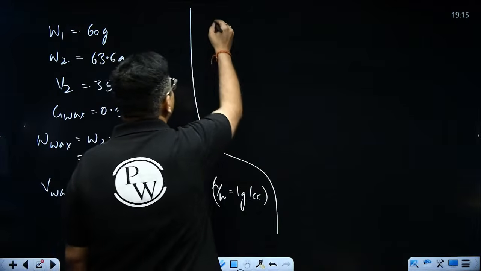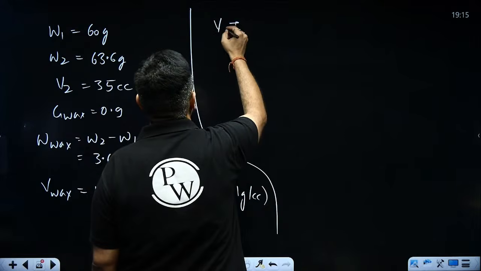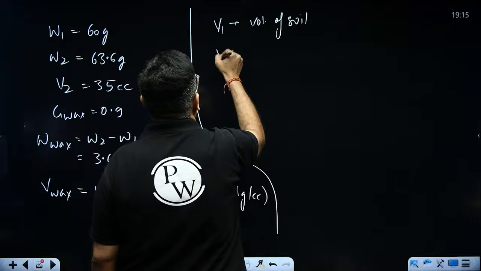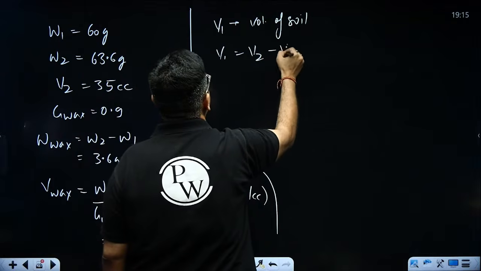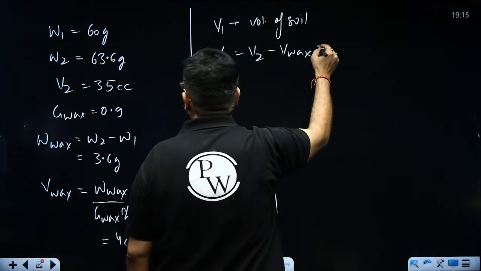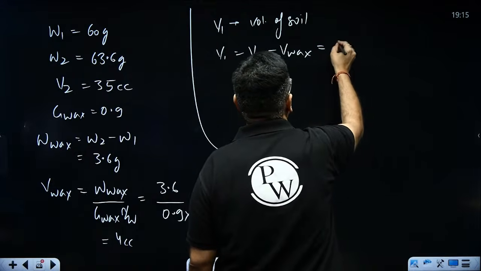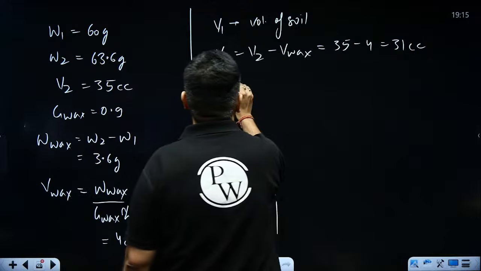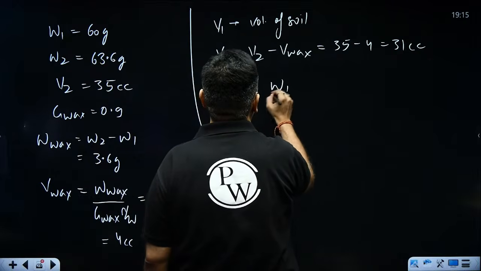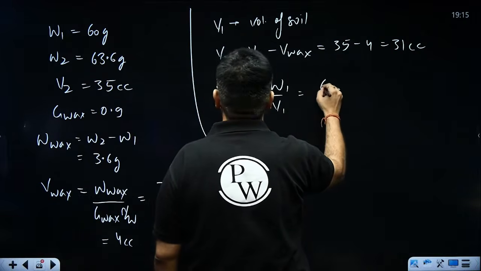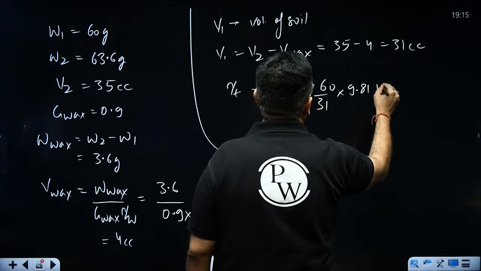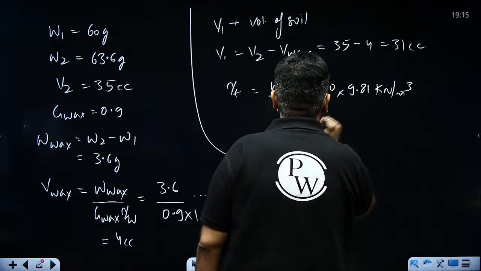Now, volume of soil V1 is V2 minus V wax, 35 minus 4, 31 cc. Gamma t is W1 by V1, that is 60 upon 31 into 9.81. You will multiply to get the answer in kilonewton per meter cube.